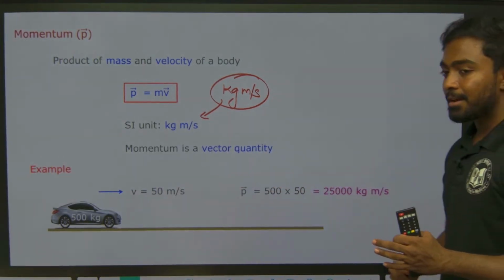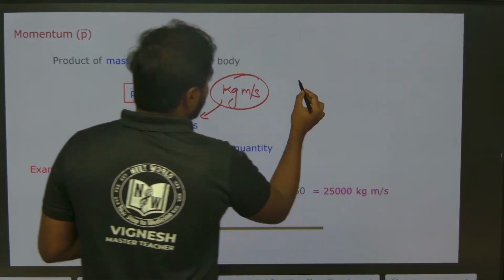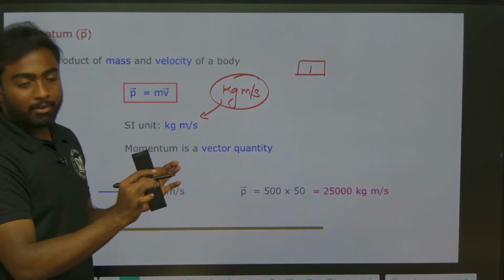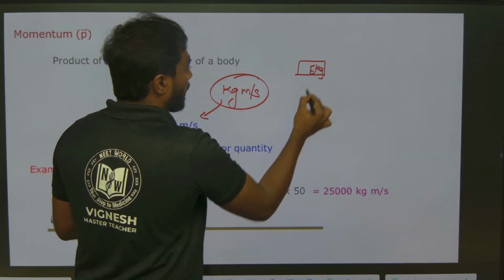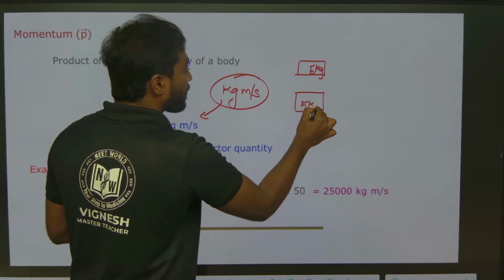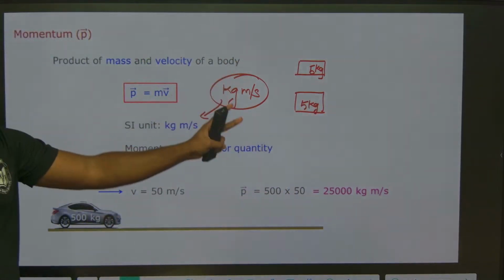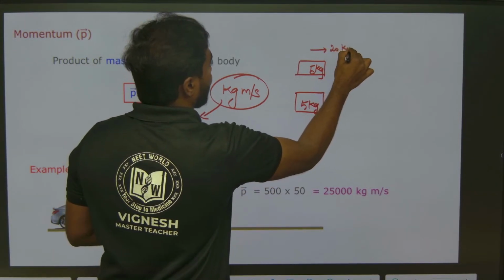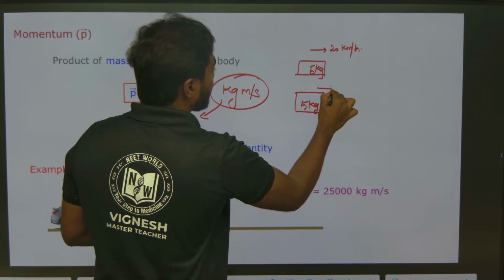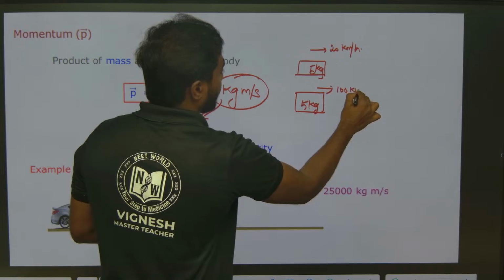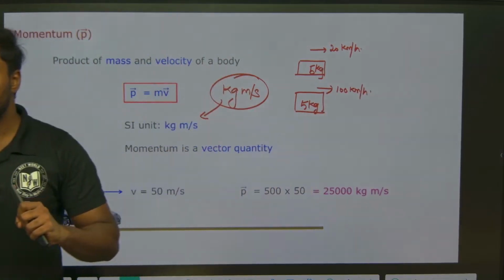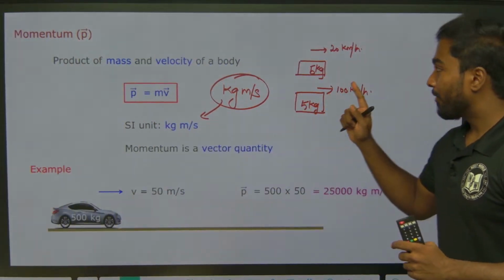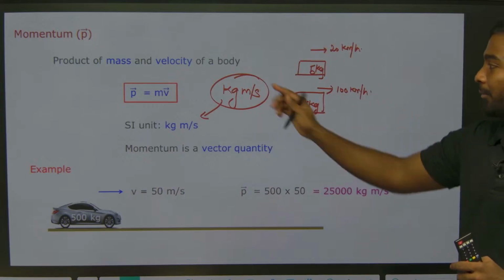Now let me consider an example. Object 1 has a mass of 5 kg, and object 2 also has a mass of 5 kg. But these two objects have different velocities: this one is 20 km per hour and this one is 100 km per hour. Which one will have more momentum? Objects with the same mass but different velocities. When I consider more velocity, momentum will be more, right?